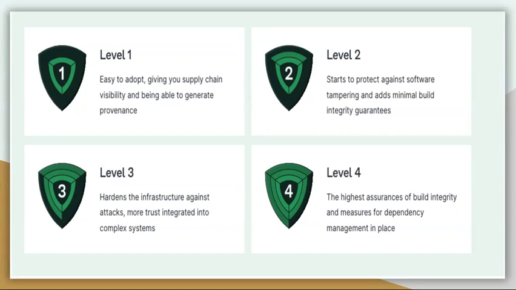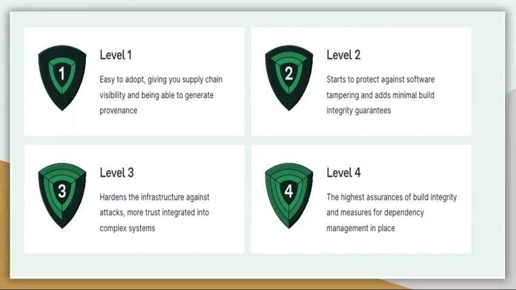Next is level 3. This is basically about hardening the infrastructure against attacks, with more trust integrated into the complex system. You will have to follow a lot of best practices when you implement this and integrate it into your infrastructure.